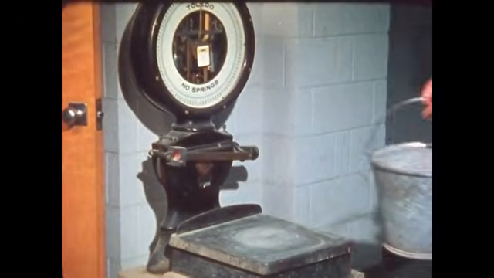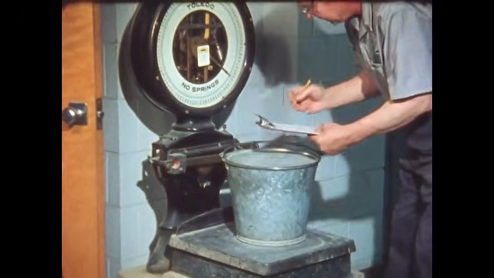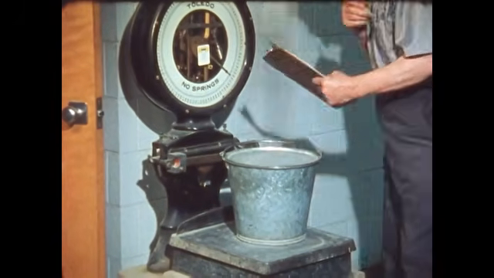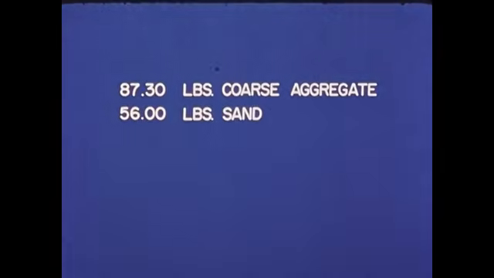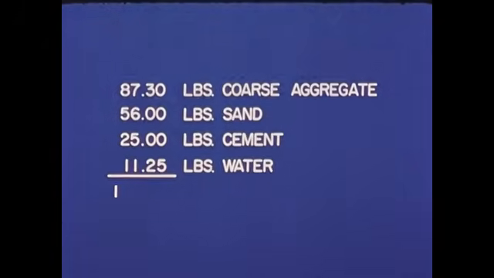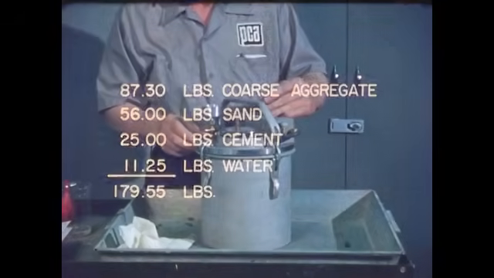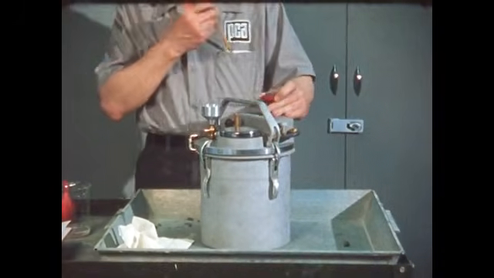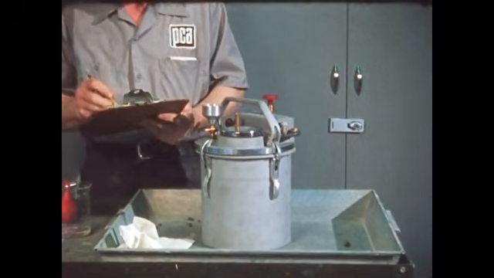When the desired slump is obtained, the remaining portions of the aggregate are reweighed to determine how much material was used. 87.3 pounds of coarse aggregate, 56 pounds of sand. The total weight of the trial batch after adding the weight of cement and water is 179.55 pounds. The air content of the batch is checked with an air meter to see that 5.5 plus or minus 1% air has been added.